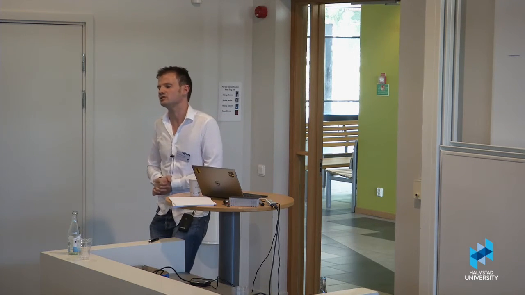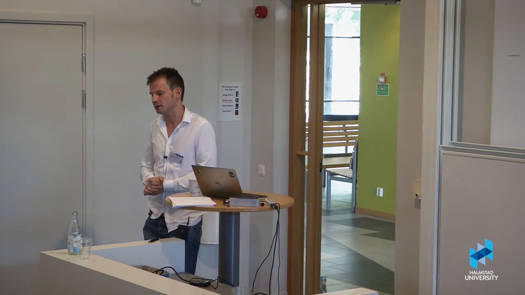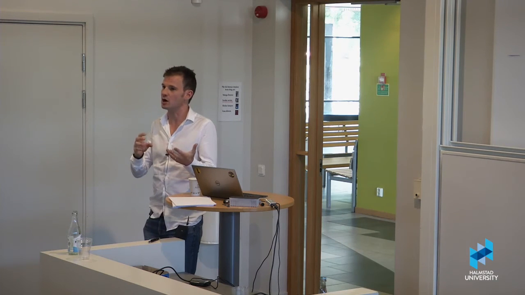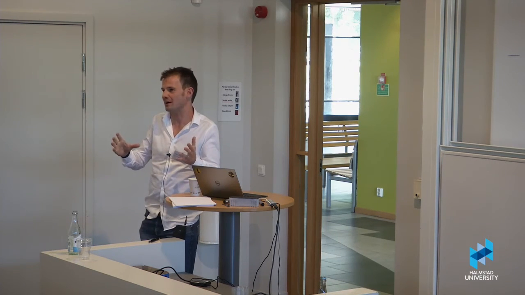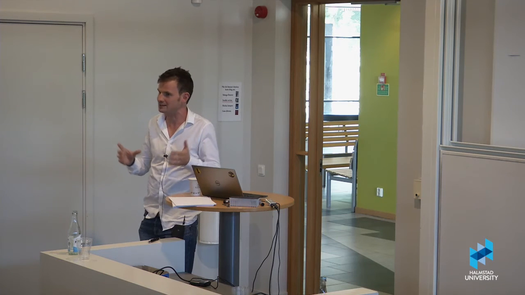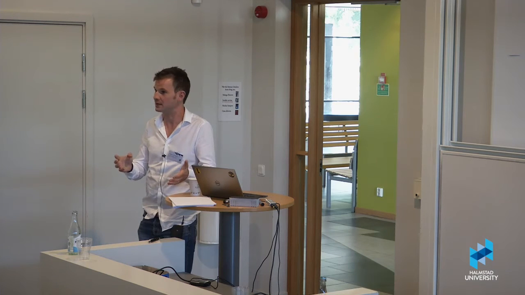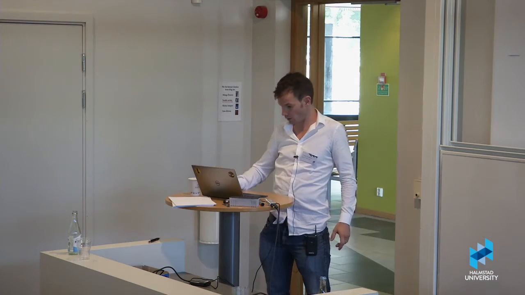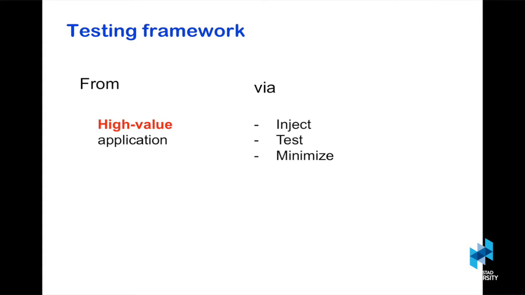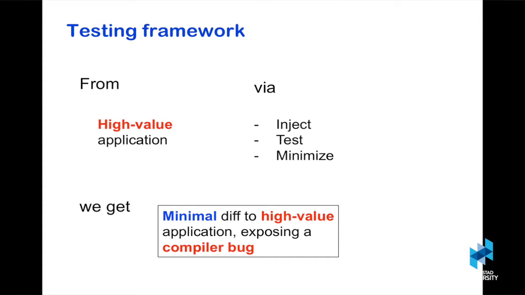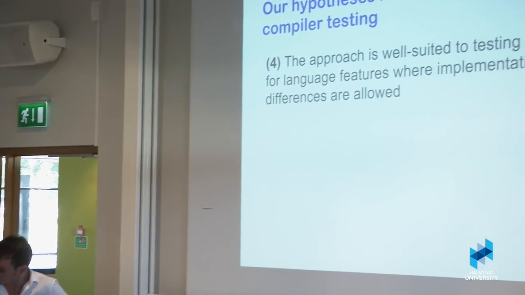Whereas with OpenCL, using random program generation, we found quite obscure bugs that involve things like a union inside a struct. And you might argue there that those bugs perhaps don't matter. I mean, I think all bugs matter, but you might argue that that's a bug that's very unlikely to occur because people don't often put a union inside a struct in OpenCL. But I think basic manipulation of vector data types in GLSL is something that really should work. So, by starting with a high-value application, doing this process of injecting, testing, and minimizing, we get this minimal difference that exposes a compiler bug. I think we can argue that we can potentially find high-value bugs.